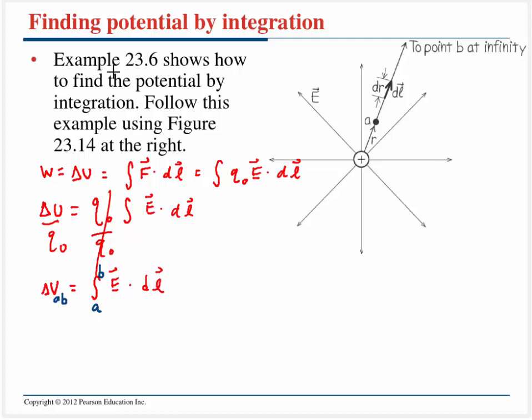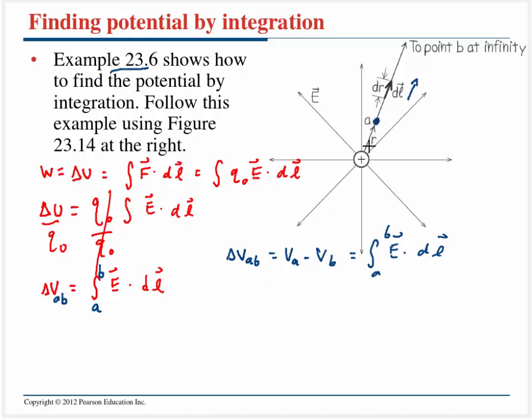We can use this by taking a quick look at example 23.6, where we're asked to find the electric potential at some point r. Well, I know that the change in potential from A to B, which is equal to the voltage at A minus the voltage at B, is going to be the integral from A to B of the electric field dotted with dl. If I have a point charge, as we have in example 23.6, then dl is simply going to be radially outwards, which is also in the same direction as the electric field.